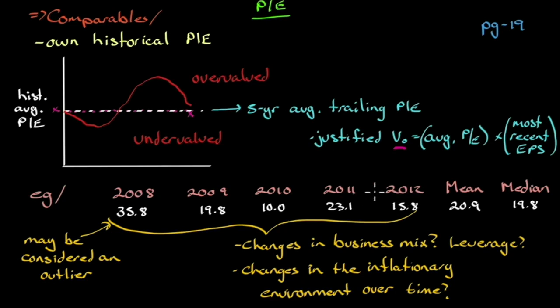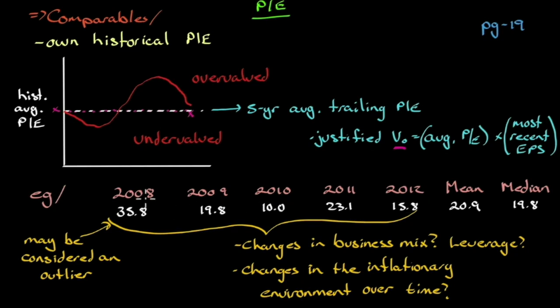2008 to 2012. Here are some trailing PEs that have been observed: 35.8, 19.8, 10, 23, and 15. We have a mean of 20.9 and a median of 19.8. As we look at these, we might look at our 35.8 and say, well, that might be an outlier. Maybe we want to drop that off and just use the other 4.